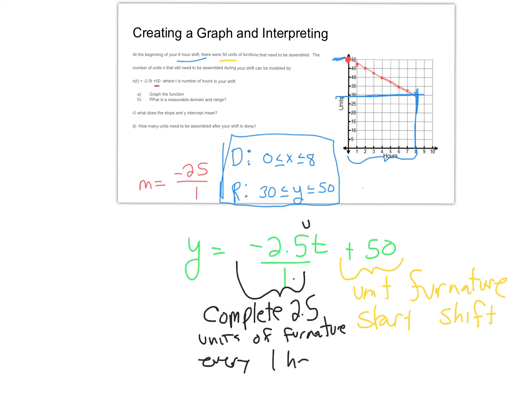So this top number is our units of furniture, and this bottom number is our hour. So that's what the slope and the y-intercept mean. Then the last part of the question, how many units still need to be assembled when your shift is done? Well, as we said right here, that's our intersection. After the 8 hours, we had about 30 units left.